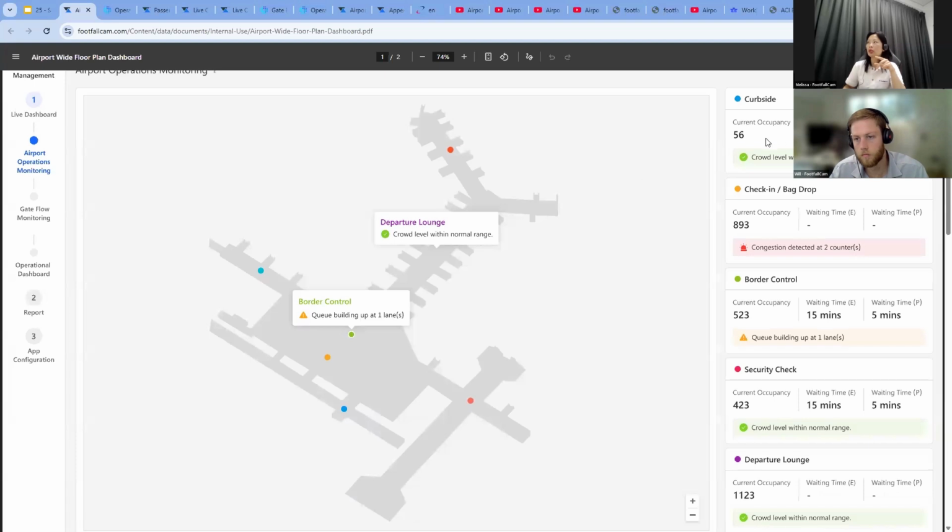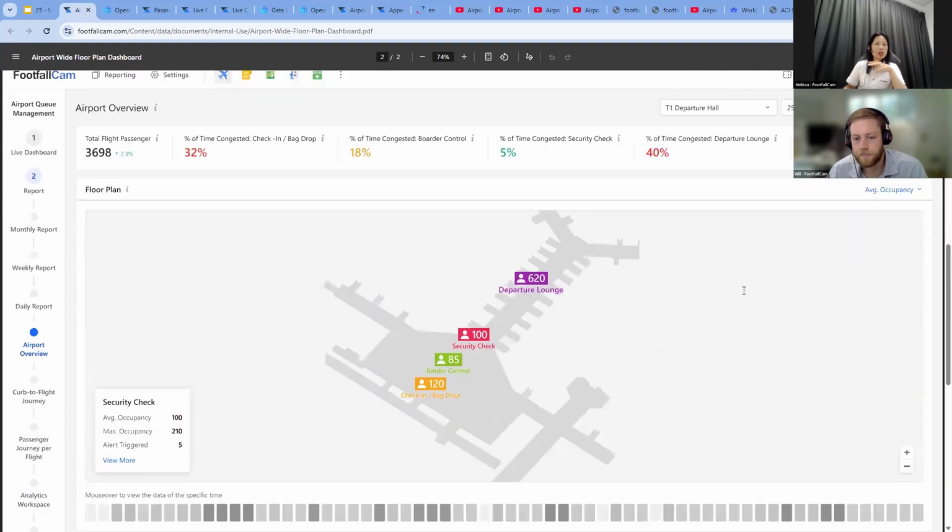In here, you are looking from curbside to check-in to border control and so forth. And then you can look at if there is anything that is breaching the SLA with the alert so that your staff can then go and act on it. And also a historical version where you can choose a different date, time period. So you can then see a comprehensive view of passenger flow from curb to gate.